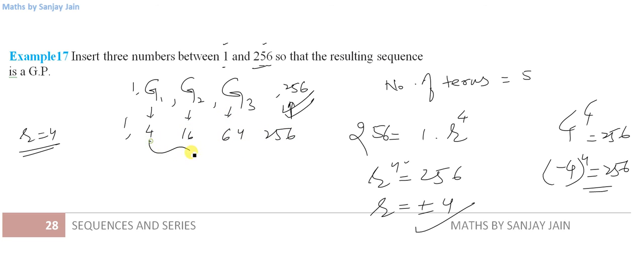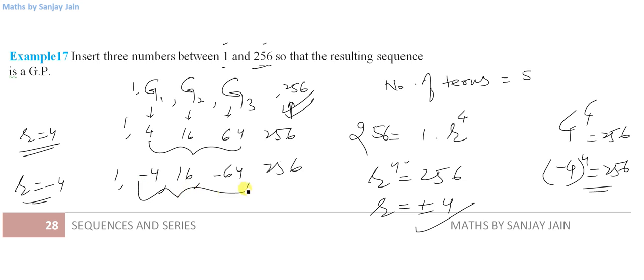So these will be the numbers when I'm taking r as 4. When I'm taking r as negative 4, because both answers are valid, right? When I'm taking r as negative 4, then G1 will be minus 4, G2 will be 16, G3 will be minus 64, and then 256. So these will be the numbers when r is equal to minus 4. So these two are the possible sets of numbers.